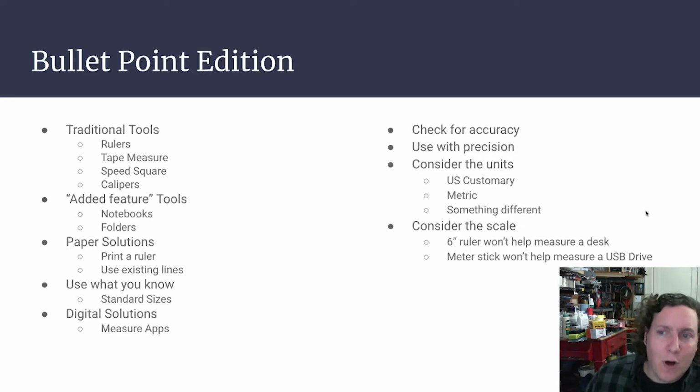Now, as we go through all of this, when you're taking measurements, one of the important things is checking for accuracy. So using some of those things that you know to make sure that the way that you're taking those measurements is going to be accurate, close to what an inch or a centimeter might actually be. You can also take a look at how you use the tools.